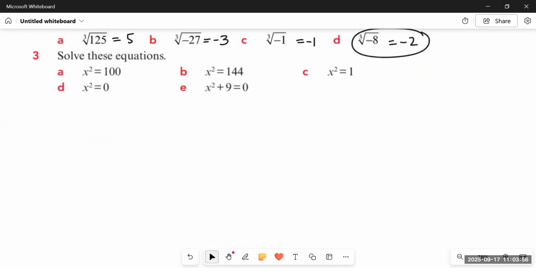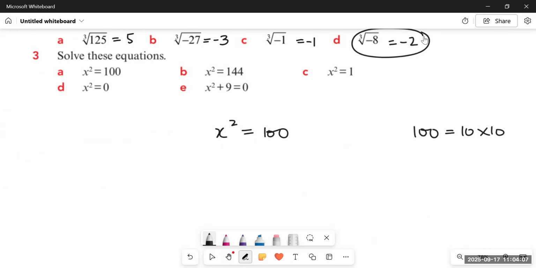Here the question part A is x square is equals to 100. We know that 100 is a perfect square. 100 is equals to 10 multiplied by 10. So we can say that 100 is the perfect square of 10, right? So whenever we have these type of equations where we have a square on the variable, we just have to take a square root on both sides.